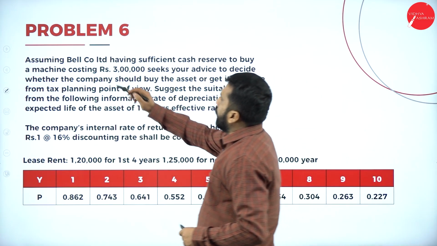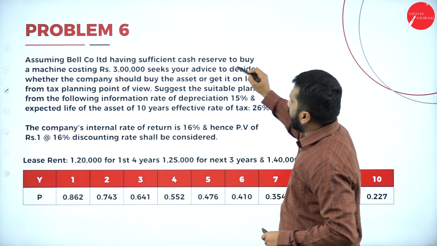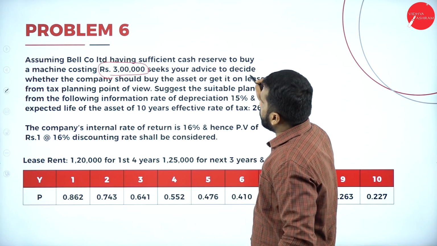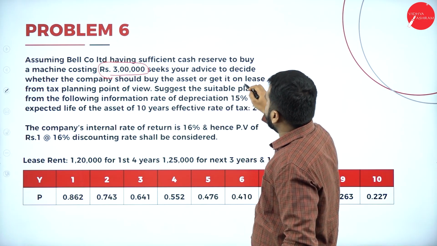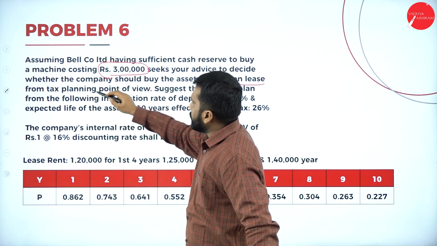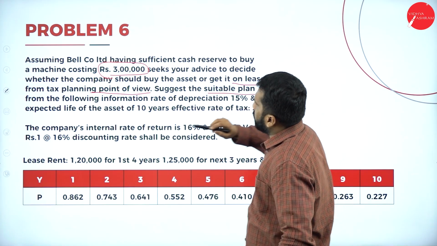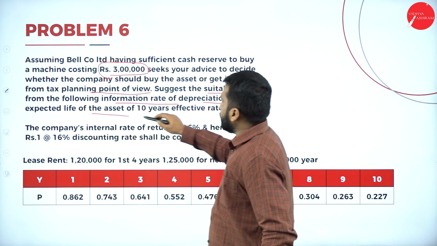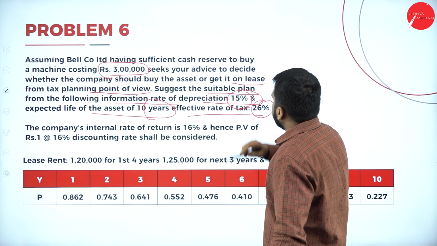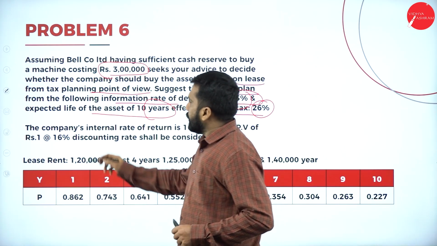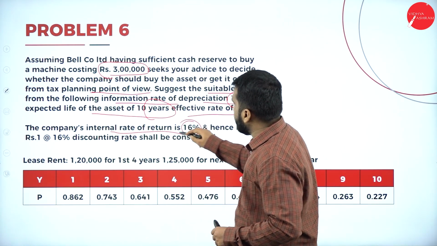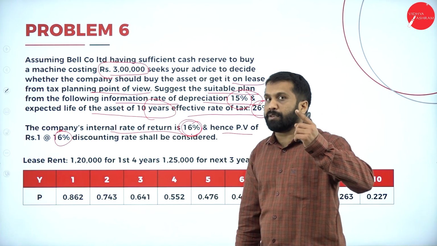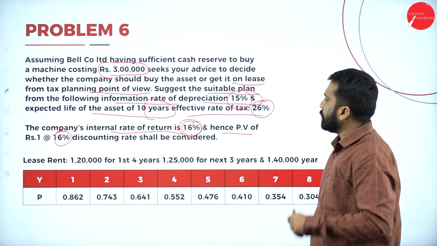Now, assuming Bell Company Limited has sufficient cash reserve to buy a machine costing rupees 3 lakh, it seeks your advice to decide whether the company should buy the asset or get it on lease from a tax planning point of view. Suggest a suitable plan from the following information. Rate of depreciation is 15% and accepted 10 years effective rate. Tax rate is 26%. Now, the company's internal rate of return is 16%. Hence, the PV factor is 16. The last problem was 12. The previous one was 10. Now we are doing 16%.